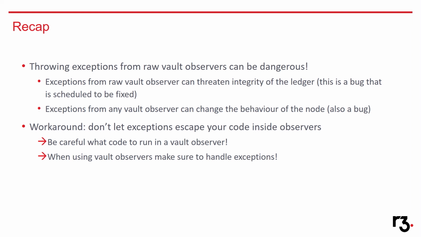If you use a raw vault observer, be very careful what code you put in there and make sure you handle all exceptions. This also means that if you use a raw vault observer, you can't deal with any cases where things might go wrong in there and you have to roll back. If you're in a raw vault observer, it's too late to roll back. You have to record. If you notice something's wrong there, it's too late, basically. You can't roll back. You have to carry on regardless. Otherwise, it becomes just worse. It doesn't become any better.